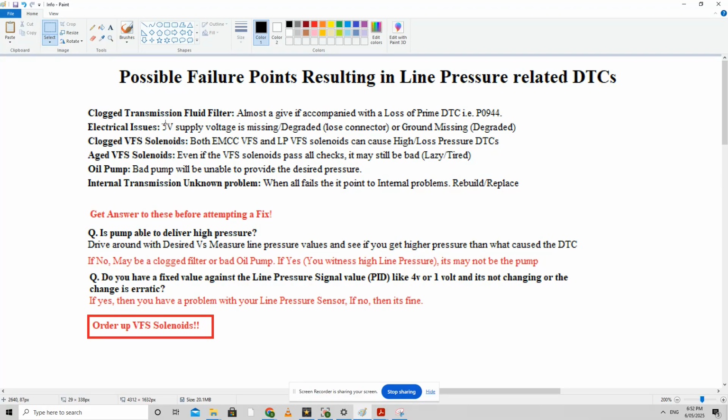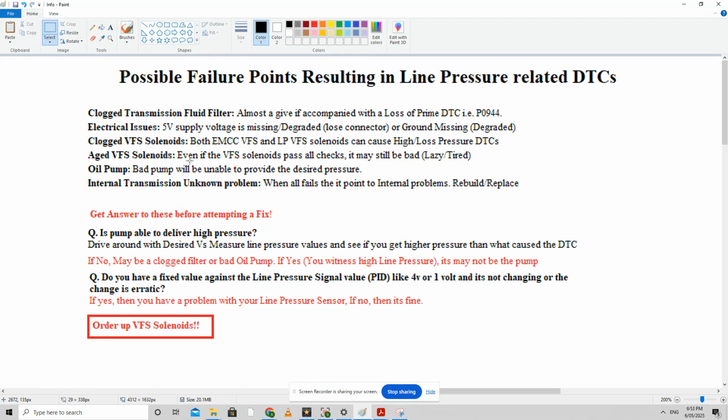Electrical issues are another cause: 5-volt supply missing or degraded, loose connector, ground missing or degraded. You can check all these things once you have opened up the valve body, or the front where the solenoid housing has the solenoids in it. You can measure these things. Then clogged VFS solenoids, both the line pressure solenoid and the TCC solenoid, sometimes called the EMCC solenoid. If these are clogged, then you can expect these line pressure related DTCs.